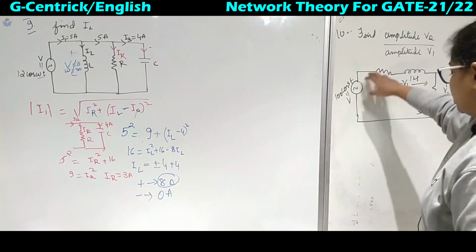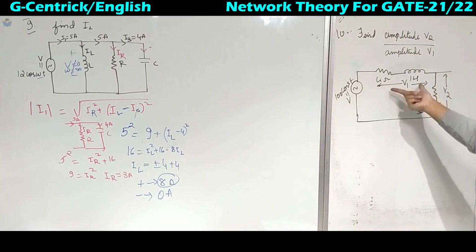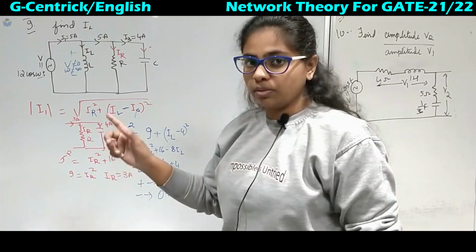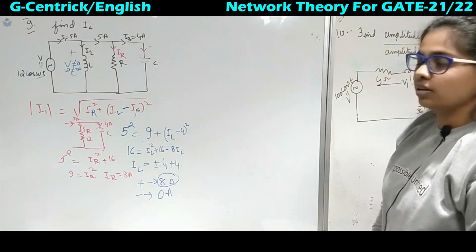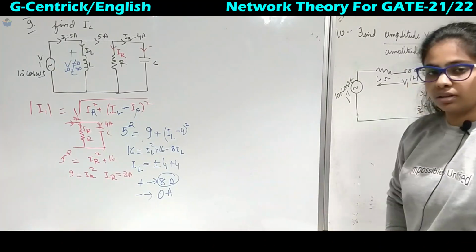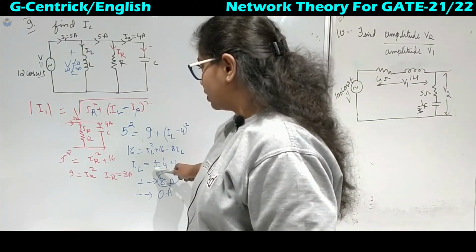Okay, coming to this 10th problem. We have to find the amplitude of V2 upon V1. In this question you can find the roots by using the formula minus b plus or minus root of b square minus 4ac upon 2a. Using that formula you can find the values of these two roots. Then you will get 4 plus minus 4.